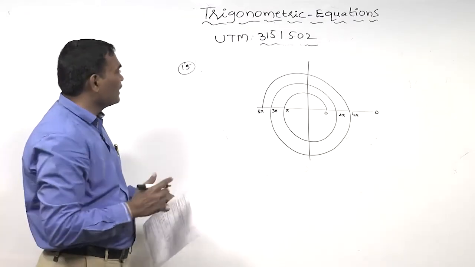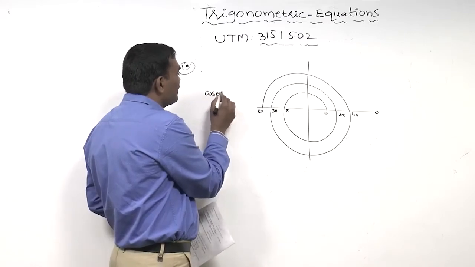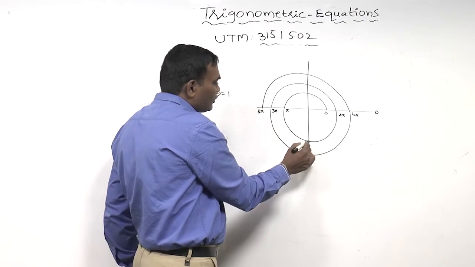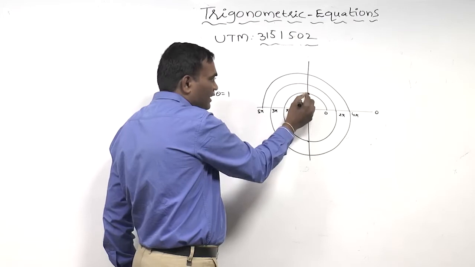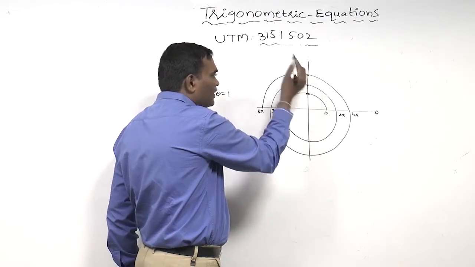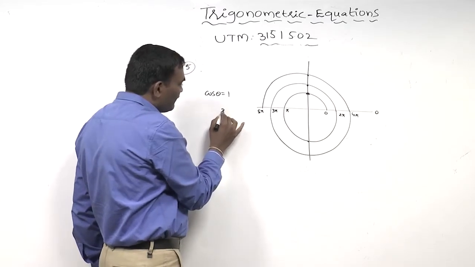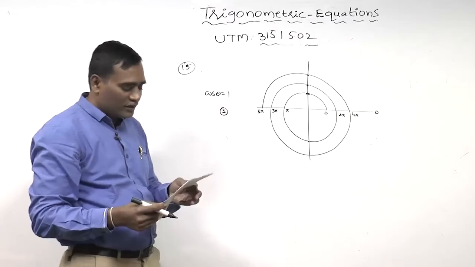So in 0 to 5 pi, how many solutions? Cos theta is equal to 1. Cos theta is equal to 1 means, when cos is 1, positive upside only. Here 1, 2, 3. At these 3 values, cos theta is equal to 1, means 3 solutions. So the number of solutions are 3.